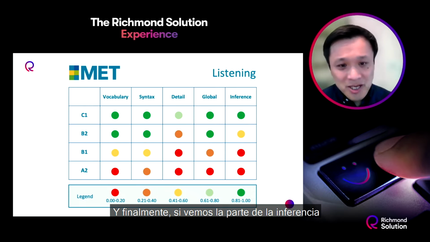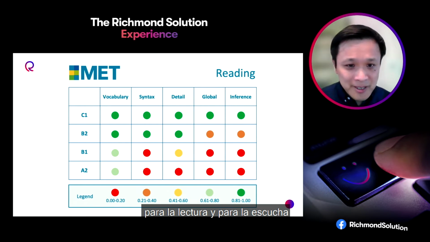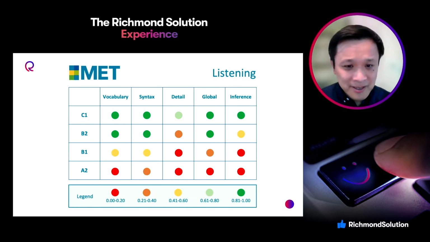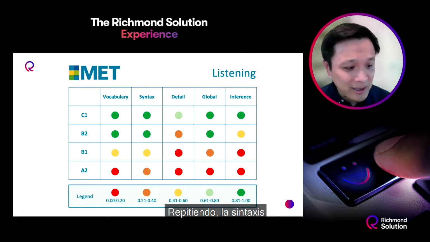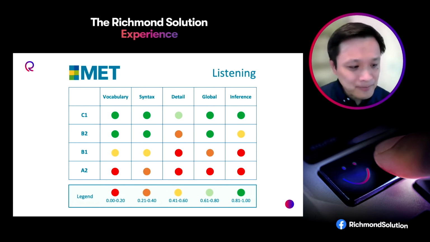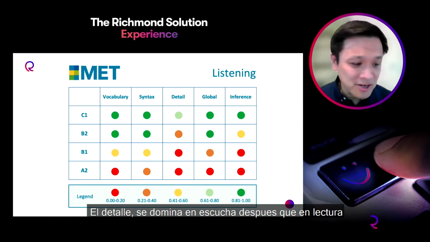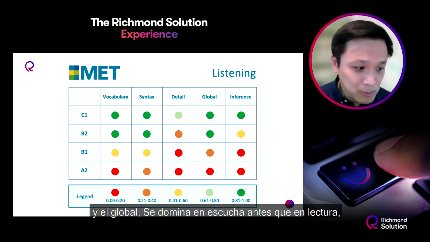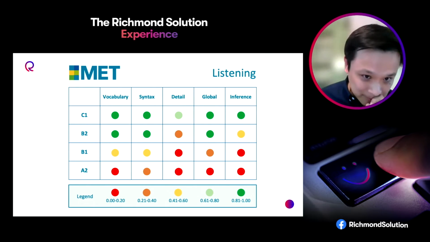And finally, if we take a look at inference, for reading and for listening, they develop at roughly the same pace. Okay, so again, syntax, mastery in listening earlier than in reading, detail, mastery in listening later than in reading, and global, mastery in listening earlier than in reading.